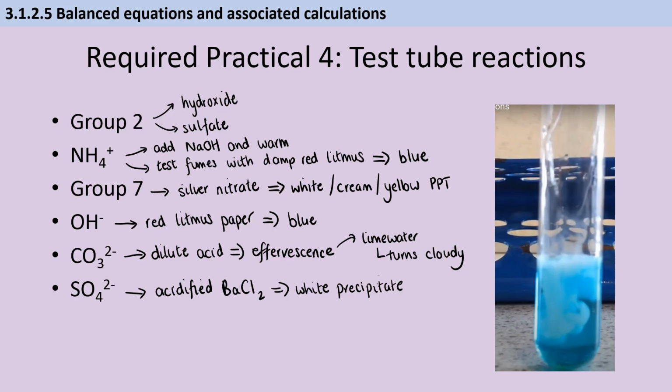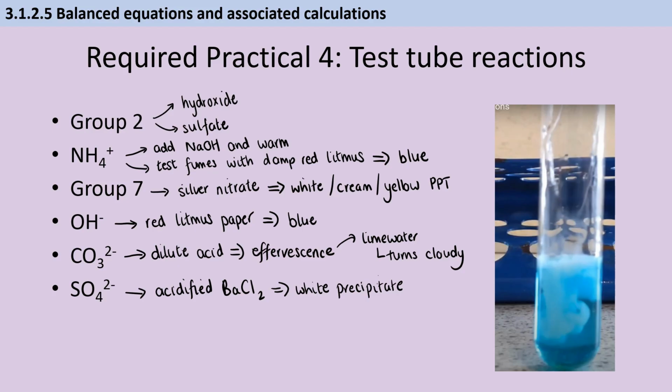So if we add sulfuric acid, we're going to make a group 2 sulfate, and whereas barium sulfate is highly insoluble and forms a white precipitate, magnesium sulfate is very soluble, and so we would just see a colourless solution. If we think we might have ammonium ions, then we add sodium hydroxide and warm in a water bath so that ammonia gas would be given off. And then we test those fumes to see if they are ammonia gas with damp red litmus paper, which will turn blue in the presence of ammonia.